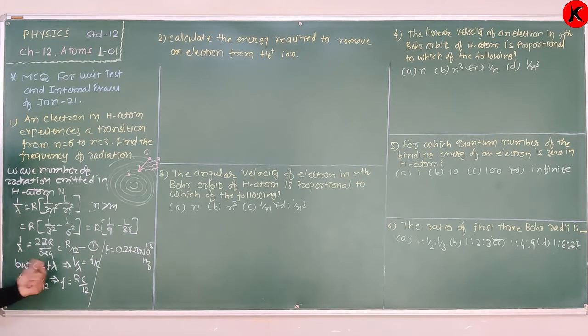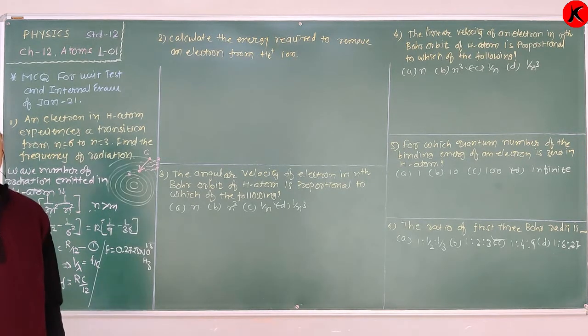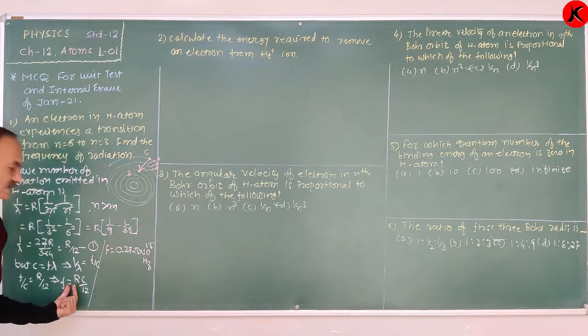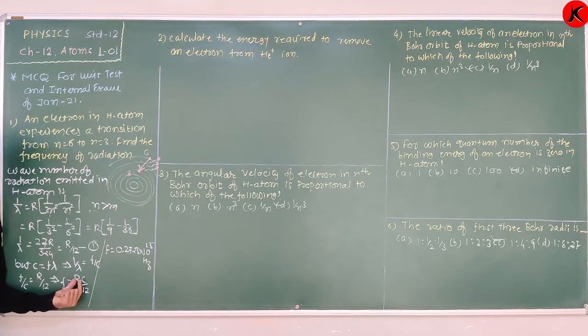Therefore, C is equal to F lambda. Therefore, 1 upon lambda is equal to F upon C. Because in our equation, the left hand side is 1 upon lambda, we substitute the value of 1 upon lambda as F upon C. Therefore, F upon C is equal to R upon 12. Now, F is equal to RC upon 12. What is R? R is the Rydberg constant. C is the velocity of light in vacuum.